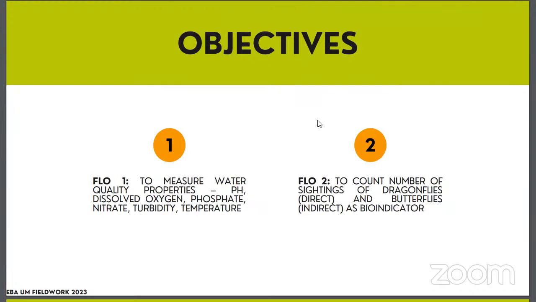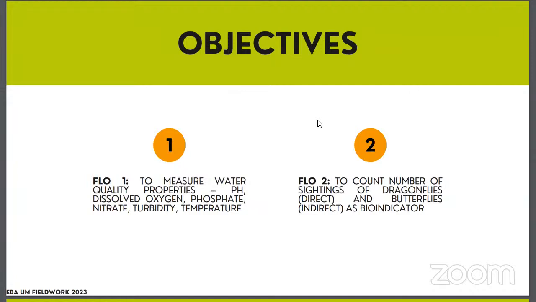So these two field learning outcomes will give us the same conclusion, which is the water quality. So the water quality from the toolkit and the number of sightings of dragonflies and butterflies, in hypothesis, should agree with each other. All right, so this is the main idea of this work.